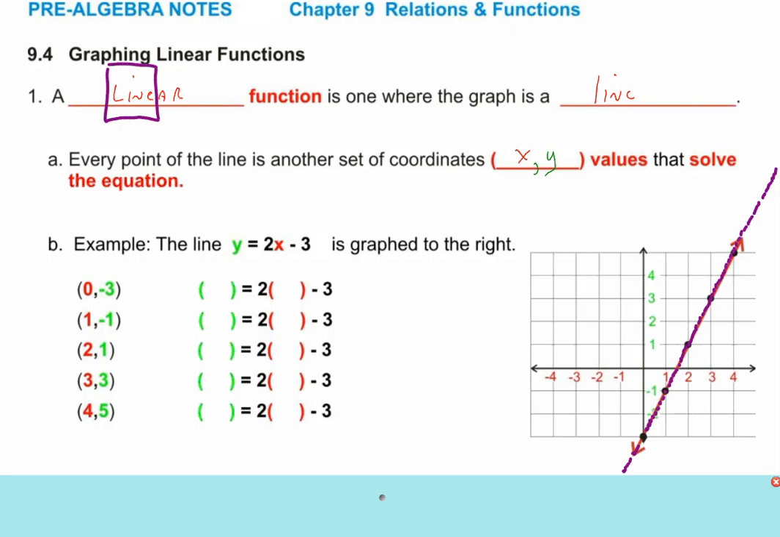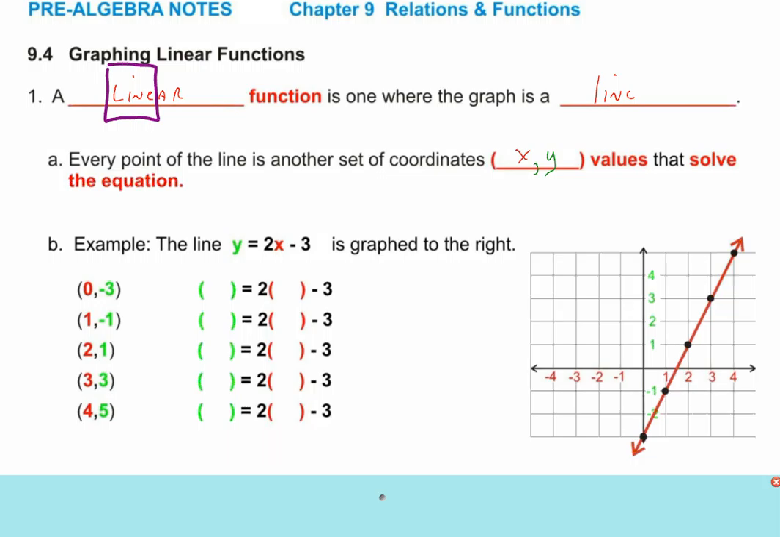And every one of those points has an x value and a y value. They have x, y coordinates, and those x, y coordinates are the values that make the function true or equal. So let me show you what I mean.